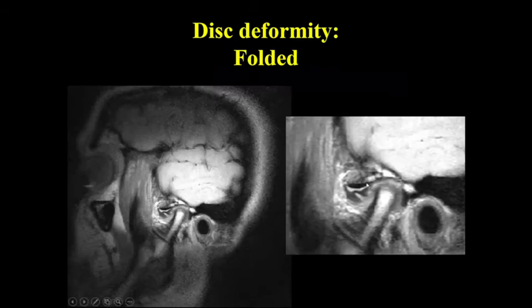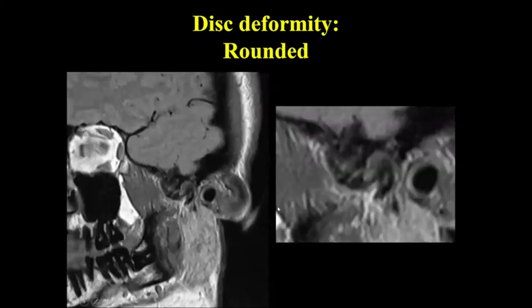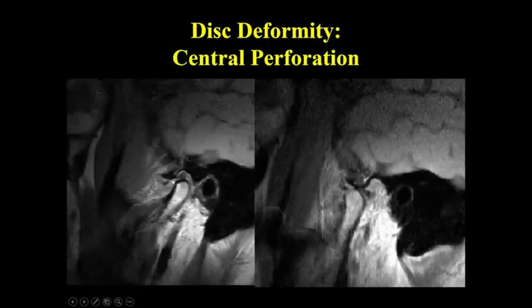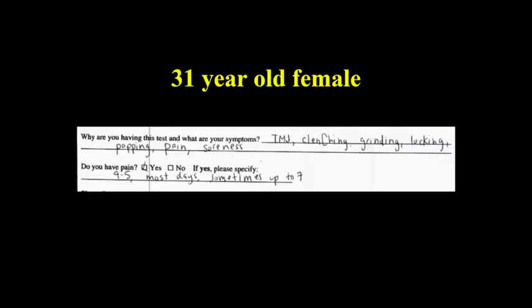Here is a folded disc. You can see it again folded onto itself, especially along the anterior component. Here we have a rounded disc. Here we can see central perforation. There's displacement of the anterior and posterior bands. Disc displacement. This is an example from a 31-year-old female with classic types of TMJ history.